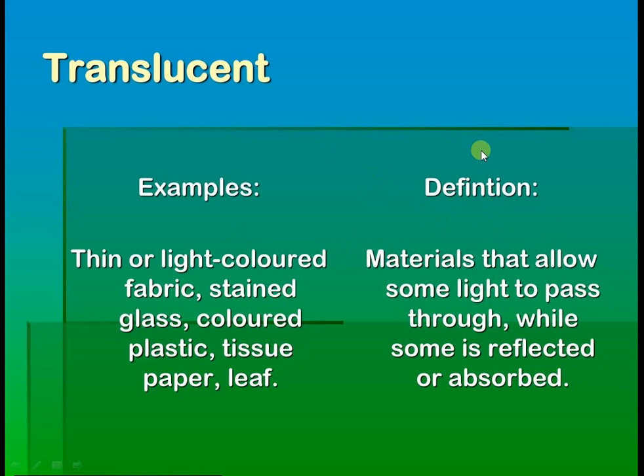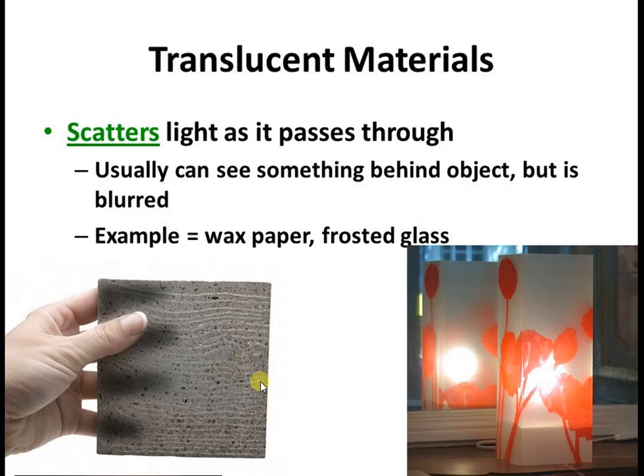What is the definition of translucent and what are the examples? Materials that allow some light to pass through while some is reflected or absorbed. Examples of translucent materials: thin or light colored fabric, stained glass, colored plastic, tissue paper, leaf. Translucent materials scatter light as it passes through. Usually you can see something behind the object, but it is blurred. For example, wax paper, frosted glass.